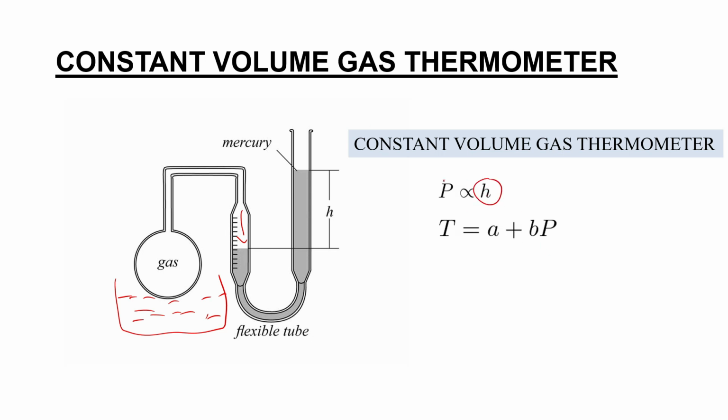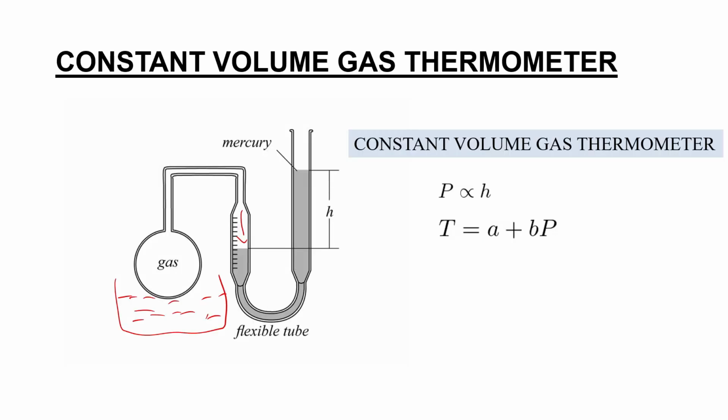From this H you can easily measure the pressure, and you can formulate it like this: T is equal to A plus BP. So A and B are constants. This is how you make use of this constant volume gas thermometer to measure the temperature.